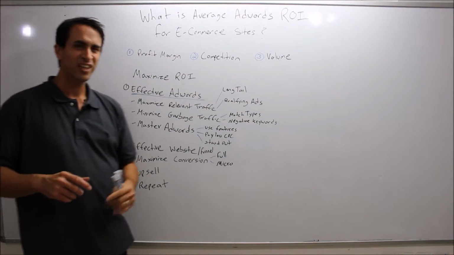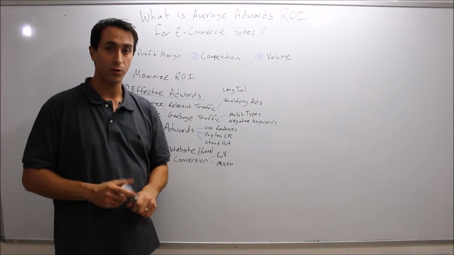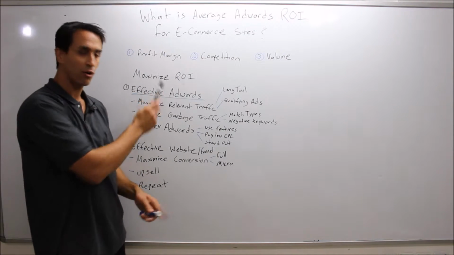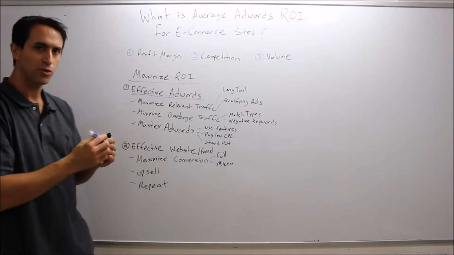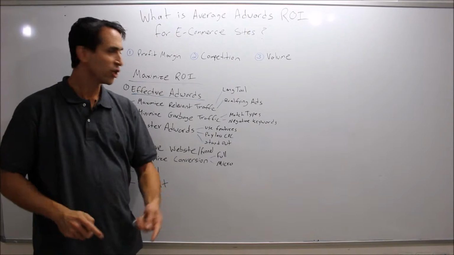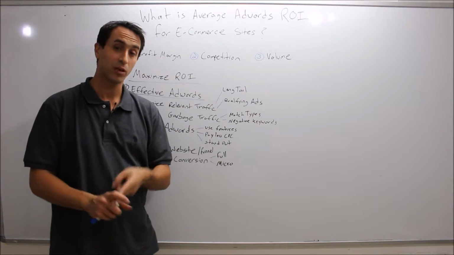But let's go into a little more interesting question. How do I maximize my ROI with Google AdWords? Here it goes. The first thing you want to do to maximize ROI is use AdWords effectively. Use the tool effectively. What that means is you want to maximize the relevant traffic. You want to use long tail keywords. You want to use ads to qualify the people clicking on your ads.